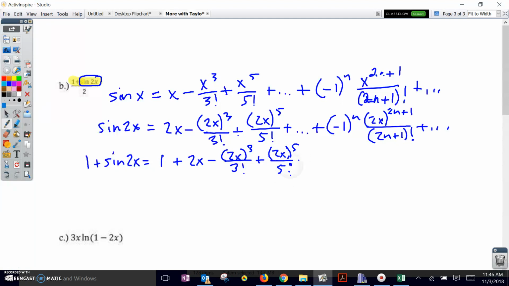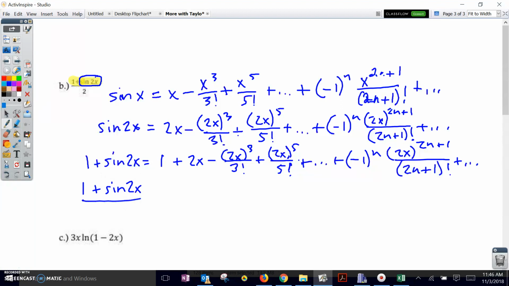And there's a series for 1 plus the sine of 2x. And then the last thing I'm going to do to this series is divide everything by 2 to get a series that represents 1 plus the sine of 2x all over 2. So I'm going to divide each of these terms by 2. It's 1/2 plus x. And then when I divide this by 2, maybe I should expand it out.